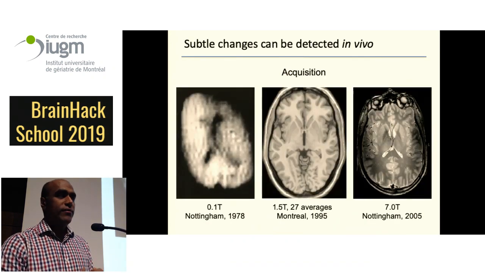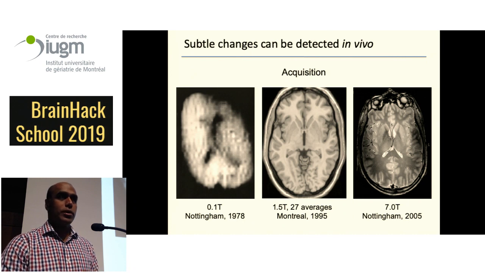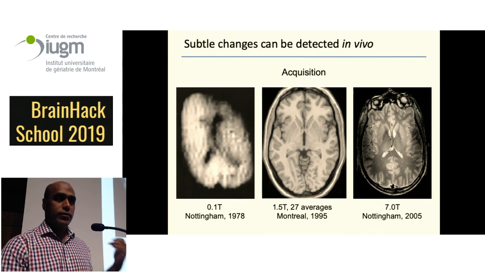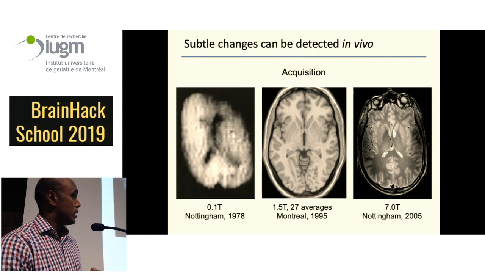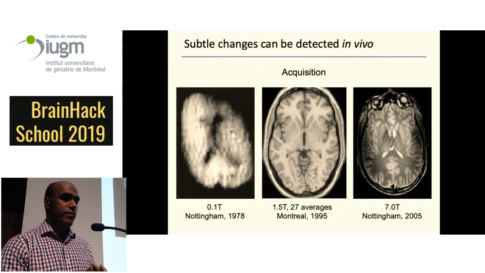I don't want to convince people here why imaging is cool. Not just from the acquisition standpoint, we get better and better images every day. On the left, if you can find a brain there, congratulations. That smudge was one of the first MRIs taken of the brain in Nottingham in 1978.